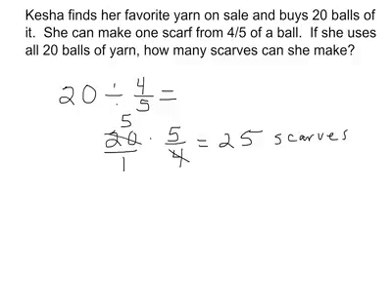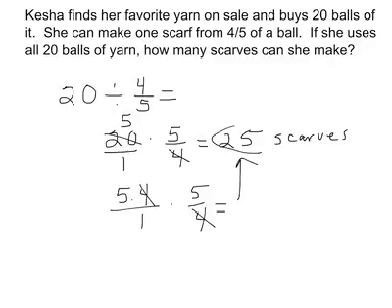Now if you had problems with the simplification, another thing you could do is this. You could break down that 20 into 5 times 4 to start with, and then you can see that where I cross things out, we just took out a factor of 4. So I have 5 times 5, or 25 scarves.